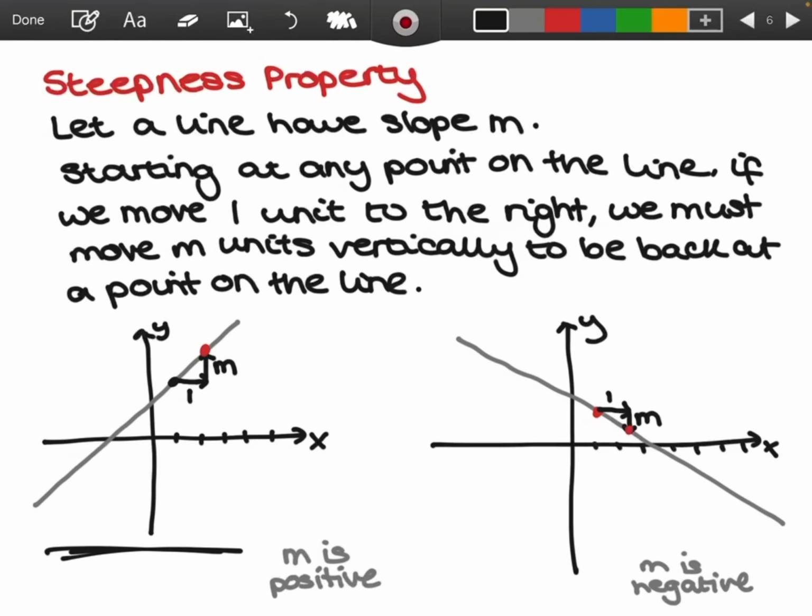If m is a very large negative number, you're going to end up with a line that still has this negative slope like this, but it's going to be very steep. It's just going to fall as you go from left to right rather than rise as you go from left to right as it does if m is positive. So it's the same idea, it's just that these lines are going to get more and more like a vertical line the larger that value of m gets, whether it's a larger positive number or a larger negative number. Okay.